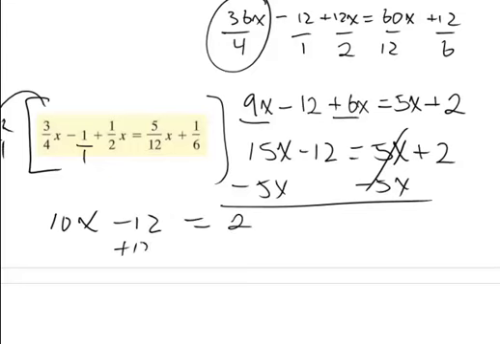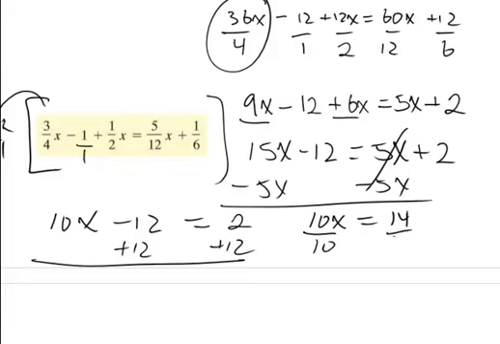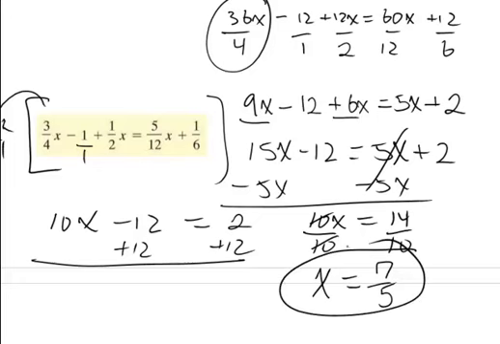I will add 12 to both sides. So now I'm going to have 10x equals 14. And when I finally divide both sides by 10, I can reduce that fraction, divide them both by 2, 7 over 5. And there's my final answer.